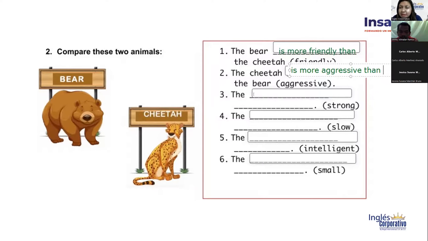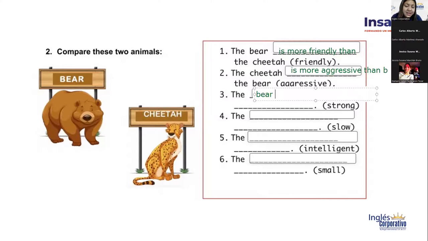Okay, number three, which is stronger, the cheetah or the bear? The bear. So we say the bear is stronger. Is stronger than, exactly, than the cheetah.